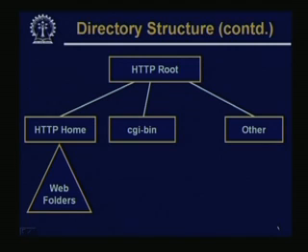So the directory structure looks something like this. On top we will have the HTTP root, under which all the HTTP directories and folders will be created. There would be the home directory, the CGI bin directory. There can be other directories, some may be simple documentation, some may be library files, etc. And your web page or website that you are designing will be under this HTTP home.